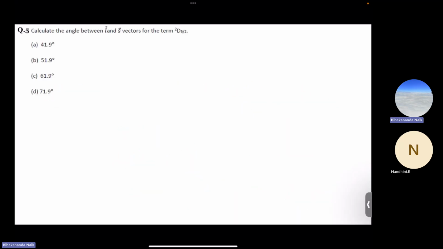Question number 5. Calculate the angle between L vector and S vector for the term 2D 5/2. Option A is 41.9 degree, option B is 51.9 degree, option C is 61.9 degree, and option D is 71.9 degree. So in the previous class, we had discussed how we will calculate the angle between L vector and S vector. So I request you to please try this question, and after a few minutes, we will discuss what will be the correct answer.